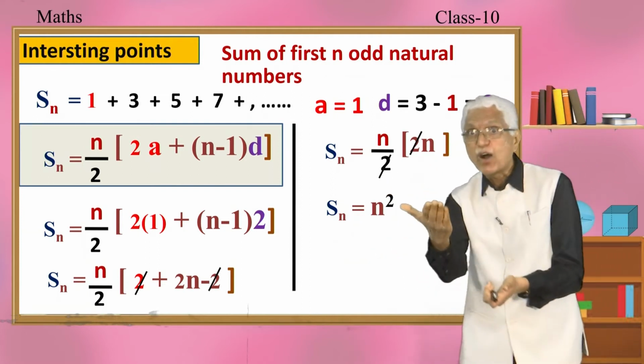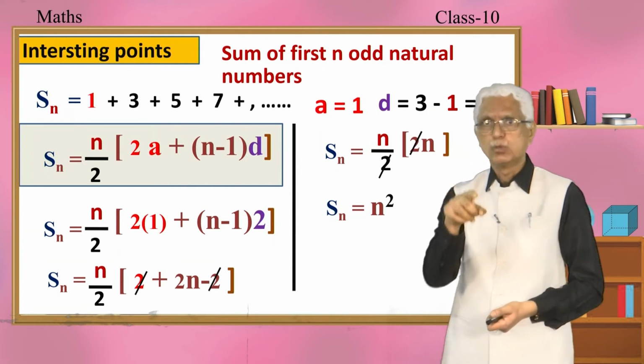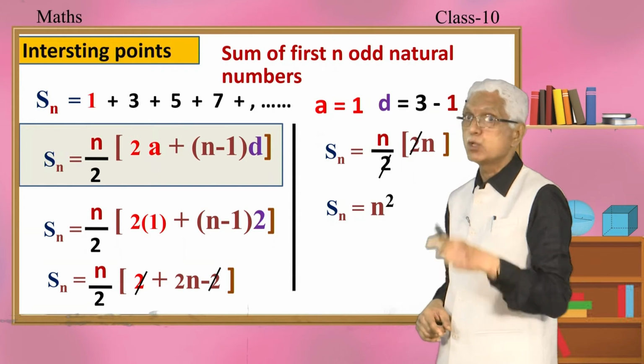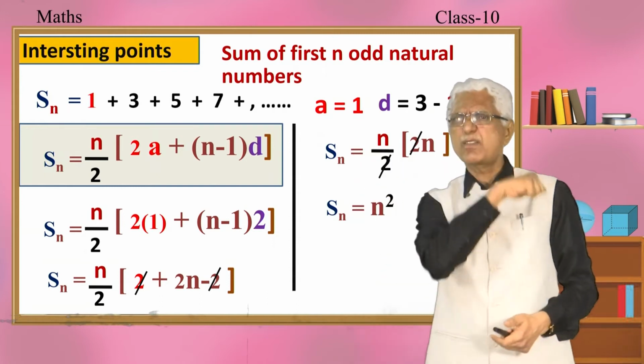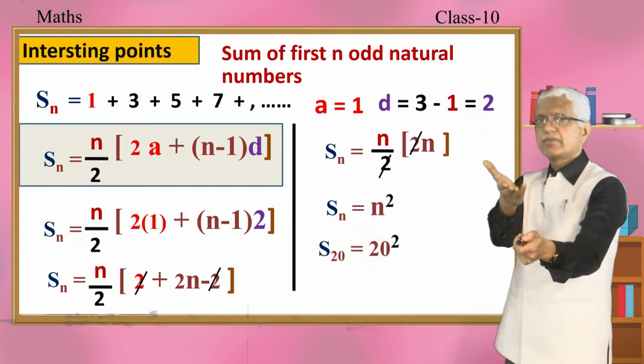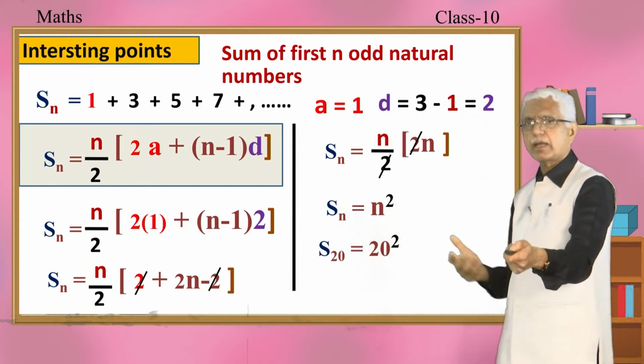Beautiful. The formula is ready. Will you use Sn is equal to n by 2 into 2a plus n minus 1 into d for this? You will not, because you know it is n square, right? Okay, that's good. See, what is the sum of the first 20 odd natural numbers? 20 square, correct?